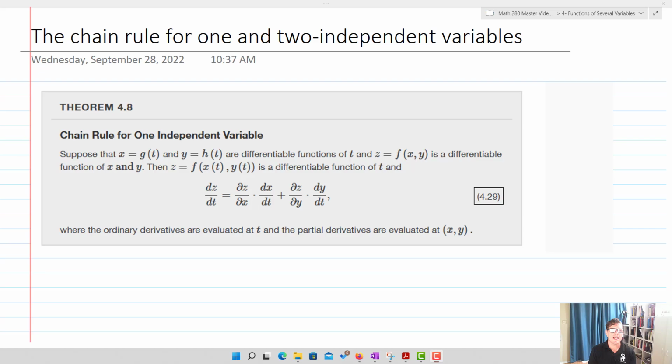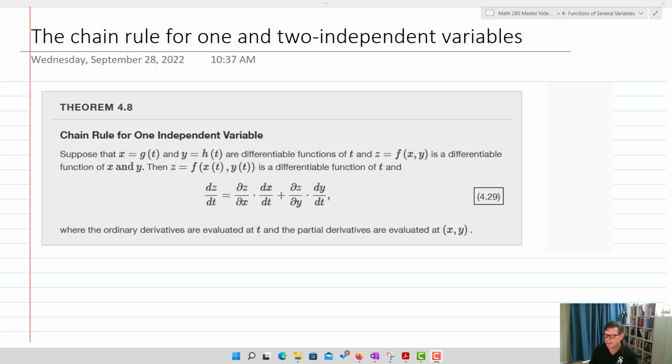Okay, so what we're going to look at today is something called the chain rule. We've seen this before inside of calculus for a single variable. We actually used it in order to find partials. Now what we're going to do is utilize this chain rule when we have a parametrization for the variables of our function, and we have a function of more than one variable, one or two independent variables, right?